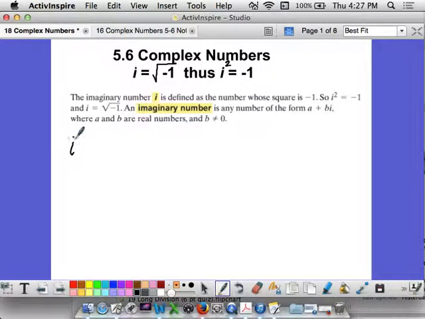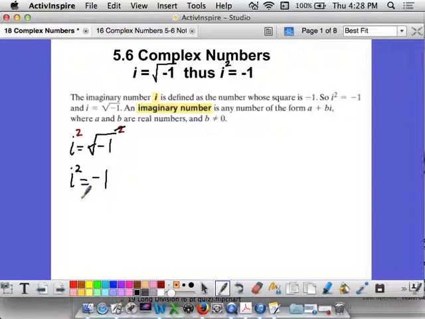Where they get that is, by definition, if i is equal to the square root of -1, and we want to get rid of that square root, to undo a square root, you square. Well, then we have that i squared is equal to, these cancel, -1. So I have my definition. I know that i squared is equal to -1.